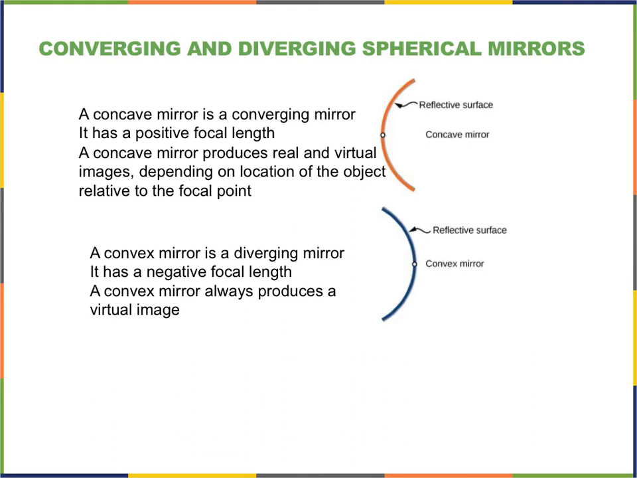And so here I actually have that sort of summarized. So a concave mirror is a converging mirror. It will have a positive focal length. Usually concave mirrors will produce real images, but if you have an object placed very close to the concave mirror, closer than the focal point, it actually will then switch to a virtual image. For the convex mirror, it has a negative focal length because of the fact that it diverges. It causes the light to separate when it reflects, and it will always produce a virtual image.